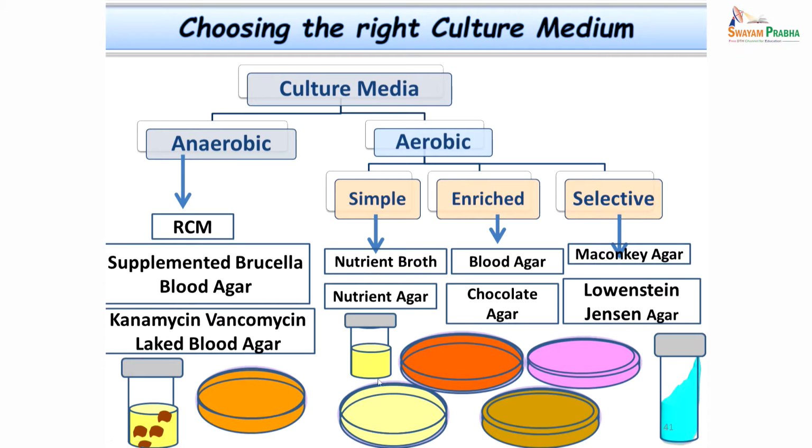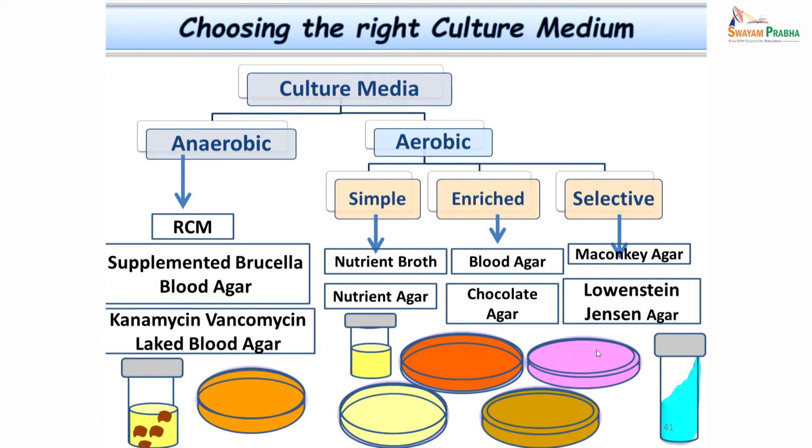Nutrient agar and broth are the basic media which provide the staple diet for the bacteria to grow. There are some enriched media. Enriched media contain blood, serum, egg, etc., which help the fastidious bacteria to grow faster. The selective media form an important group because they suppress the other bacteria or contaminants present in the sample. They selectively allow the growth of pathogenic bacteria.